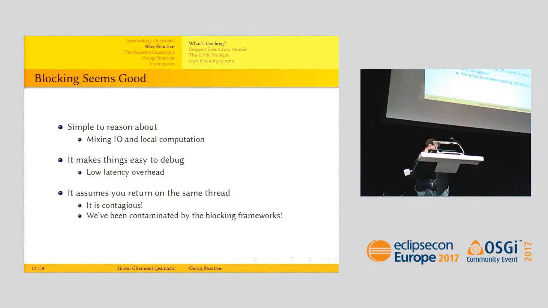But first, and the worst part, is that it assumes that you're returning on the same thread. And it is contagious. Why is the framework written that way? Why is Spring giving you that programming model? It's because above Spring, there used to be Jetty or whatever they're using. And if they were using a blocking model, there was no point for them to provide us a non-blocking model. So we've been contaminated by them. And in turn, we are contaminating our own code, so the code below us takes other choices. So basically, we've been blocking, and we're blocking everywhere. And maybe it's not such a good idea.